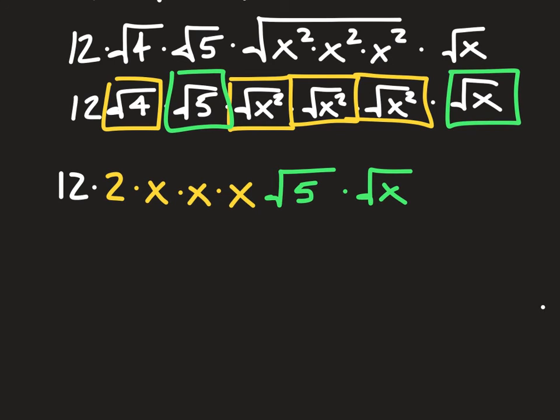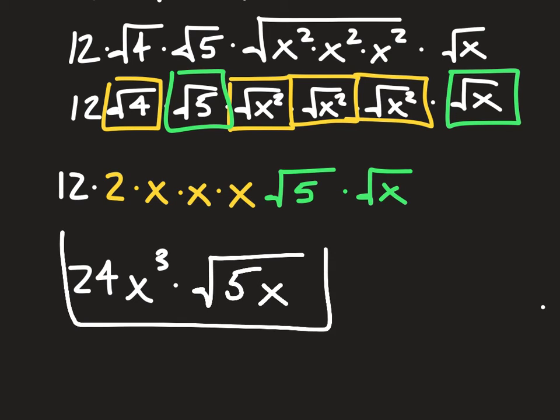Now I want to simplify all of this stuff over here. I'm first going to take 12 times 2, which gives us 24. And then I've got x times itself 3 times, which gives us x cubed. And then I'm going to go back and multiply 5 and x under one radical, so times the square root of 5x. And that's it. That's all I can do for that problem, and that's the simplified answer.